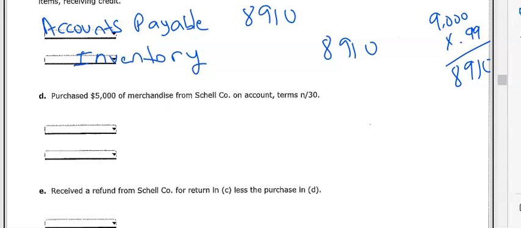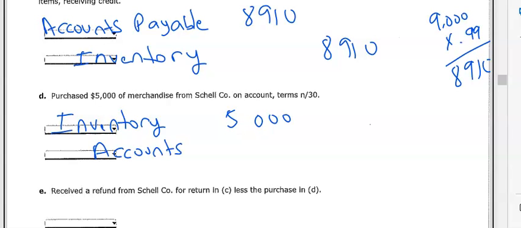I'm fixing to buy some more from them, and then they're going to refund me everything in a minute. Purchased $5,000 of merchandise on account. They didn't offer me a discount. It's just net is due in 30 days. So I got inventory. Inventory is an asset. It goes up with a debit. I bought it on account. I'm going to owe them, so that's accounts payable, $5,000.